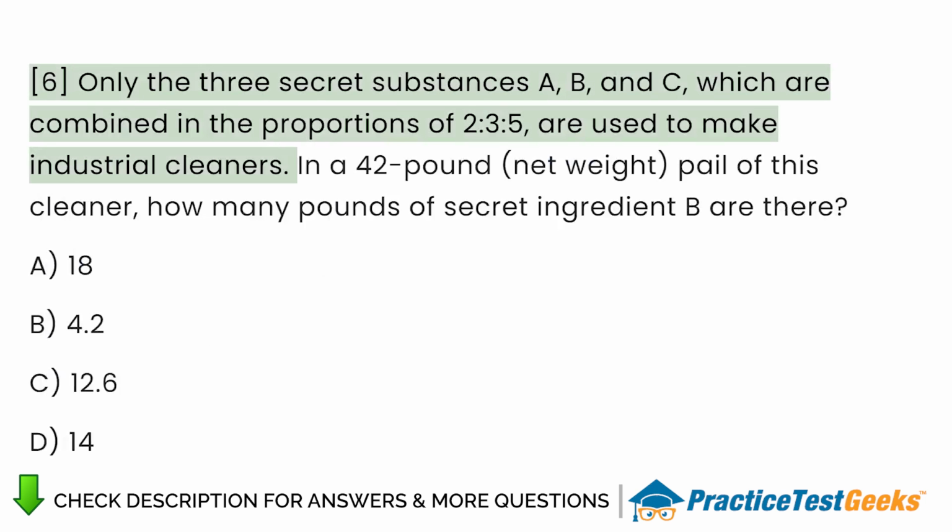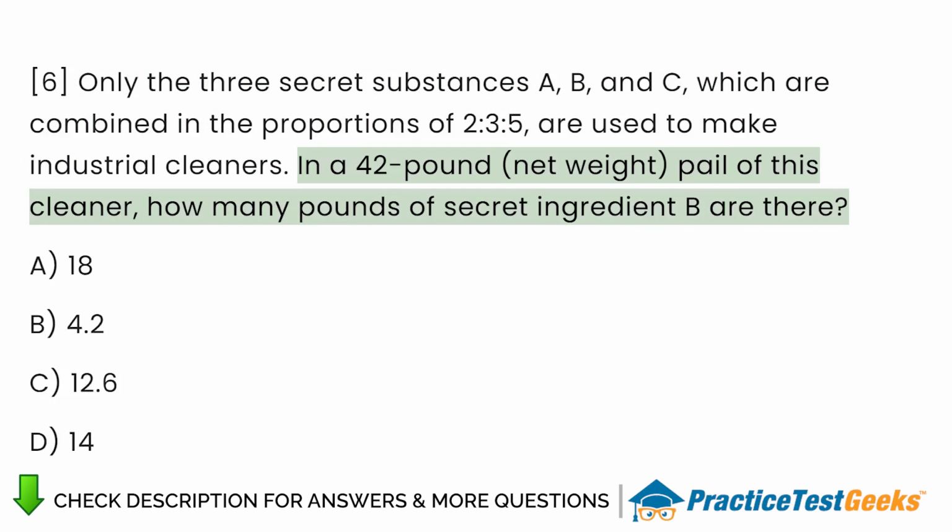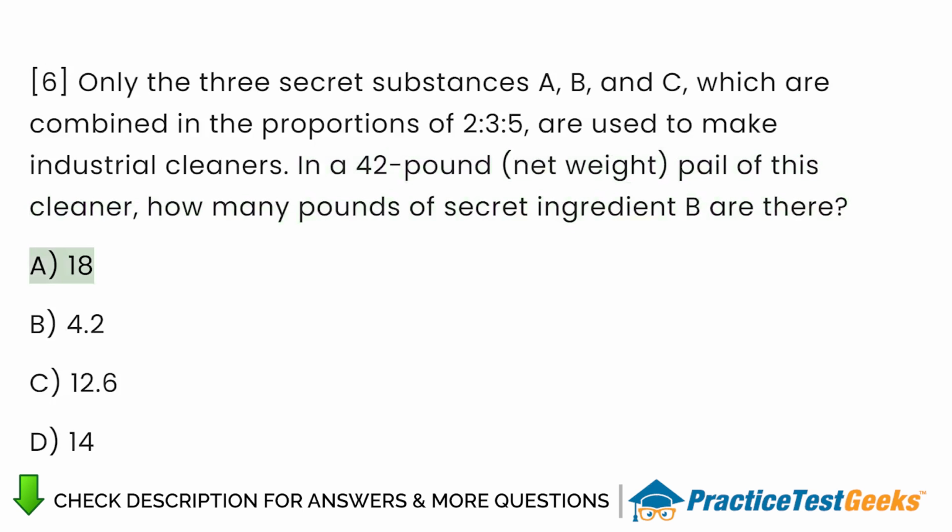Only the three secret substances A, B, and C, which are combined in the proportions of 2:3:5, are used to make industrial cleaners. In a 42-pound pail of this cleaner, how many pounds of secret ingredient B are there? A. 18. B. 4.2. C. 12.6. D. 14.